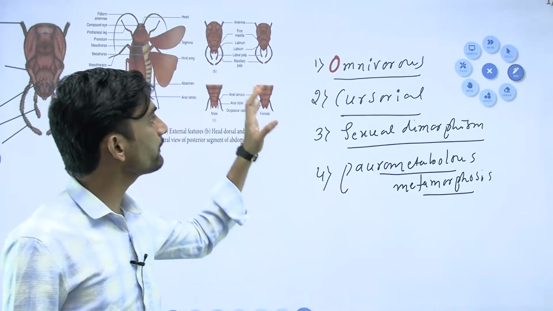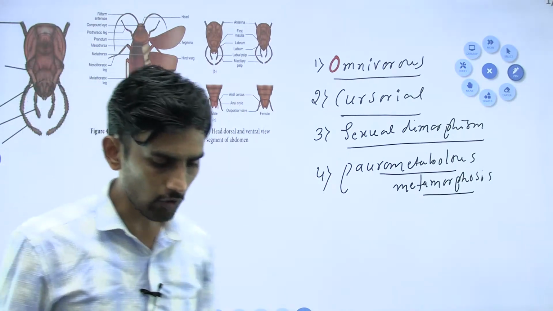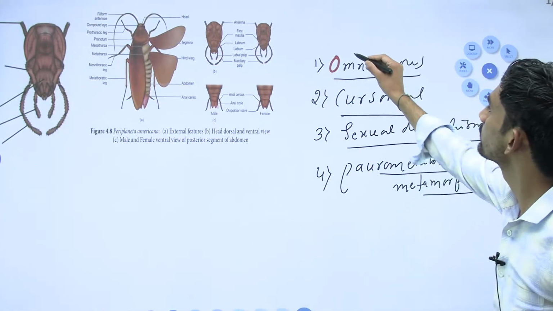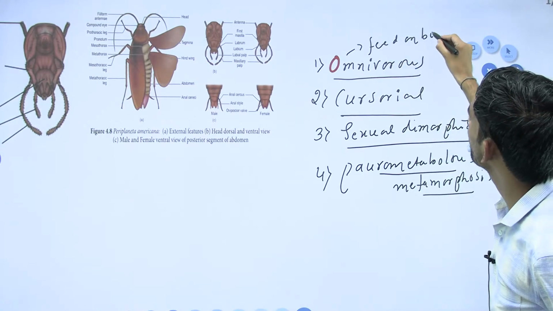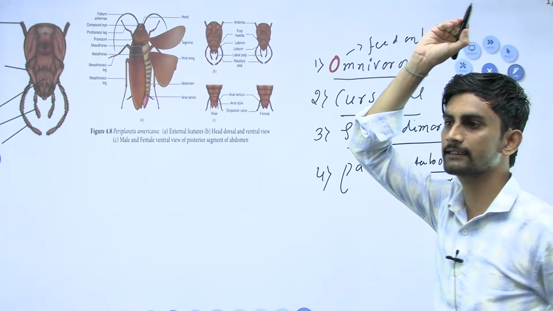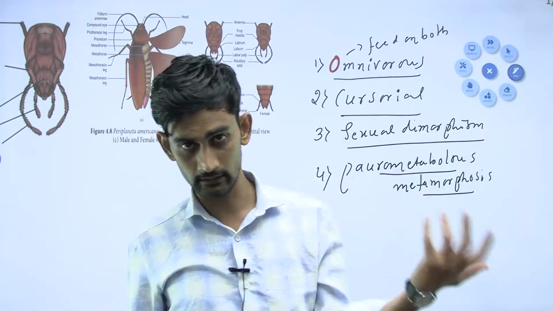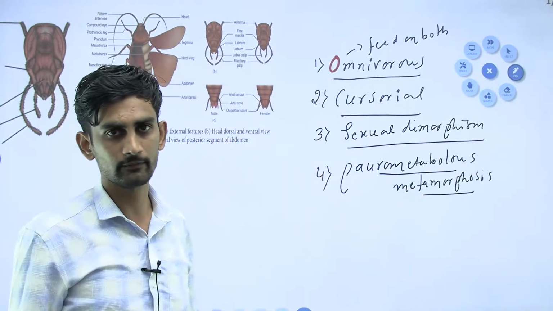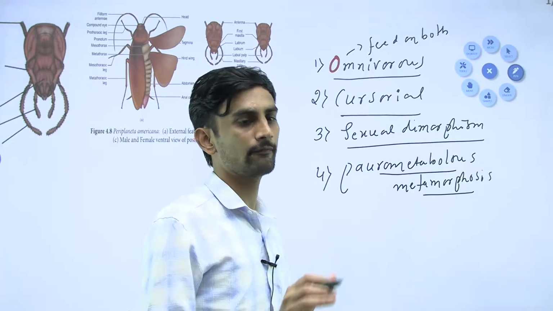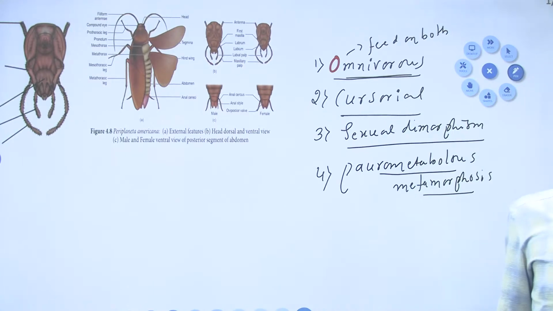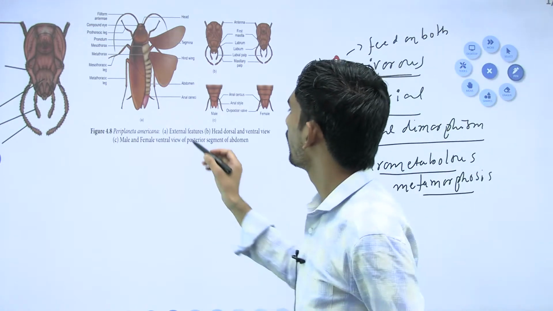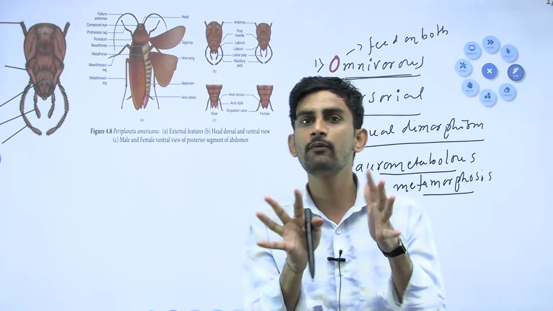First, what is meant by an omnivorous type of animal? Omnivores feed on both, in the sense that they feed on dead animals as well as plants. So that is what omnivorous means: they eat both types of food material.